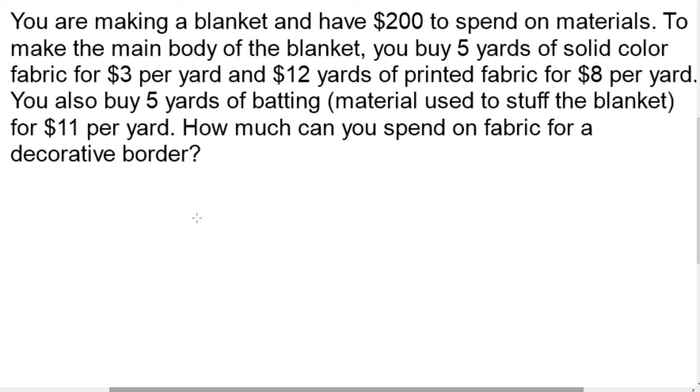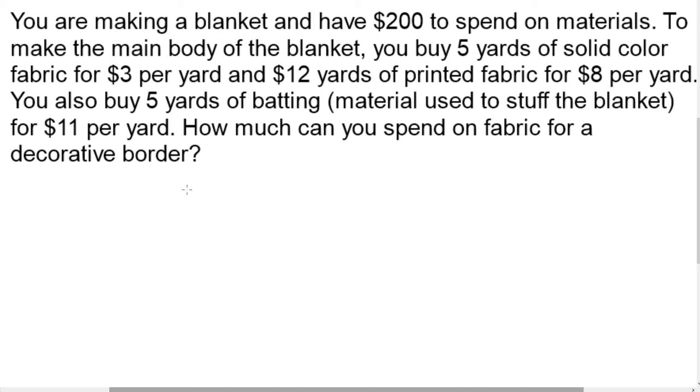In this case, you are making a blanket and have $200 to spend on materials. To make the main body of the blanket, you buy 5 yards of solid color fabric for $3 per yard and 12 yards of printed fabric for $8 per yard. You also buy 5 yards of batting, which is material used to stuff the blanket, for $11 a yard. How much can you spend on fabric for a decorative border?